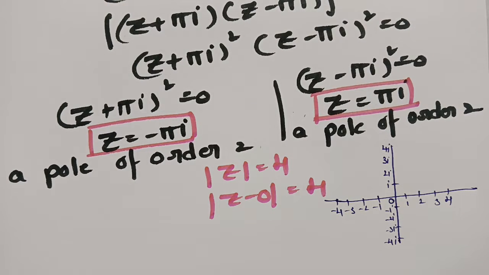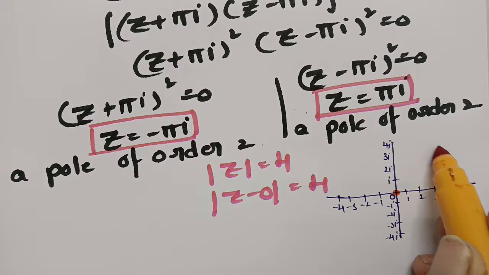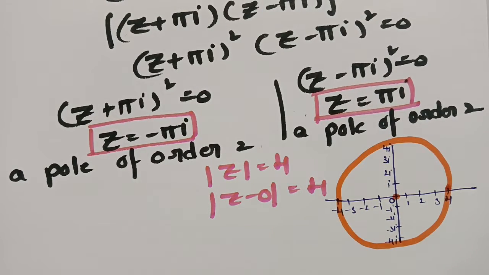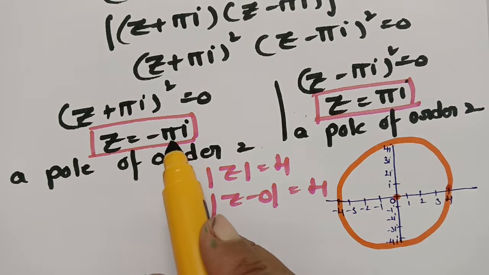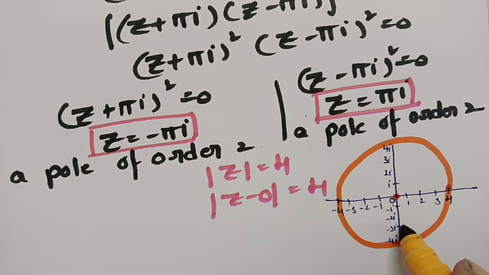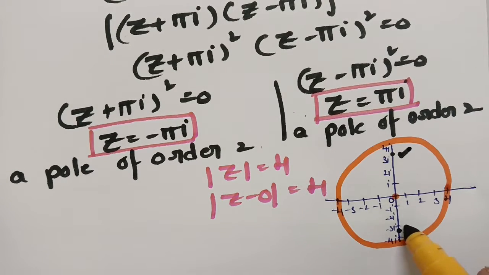Clearly, this is the center. Here the center value is 0 and the radius is equal to 4. So we have to draw like this. So this is the given circle. In this given circle, this is plus pi i and minus pi i. Pi i means pi value is 3.14. So here is this value and here is this value. So both are inside the circle.